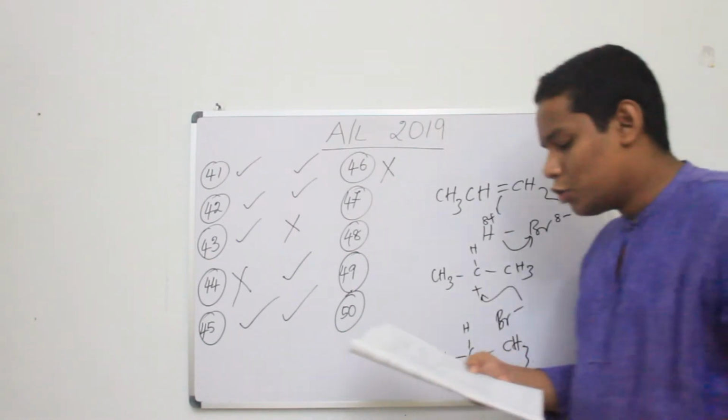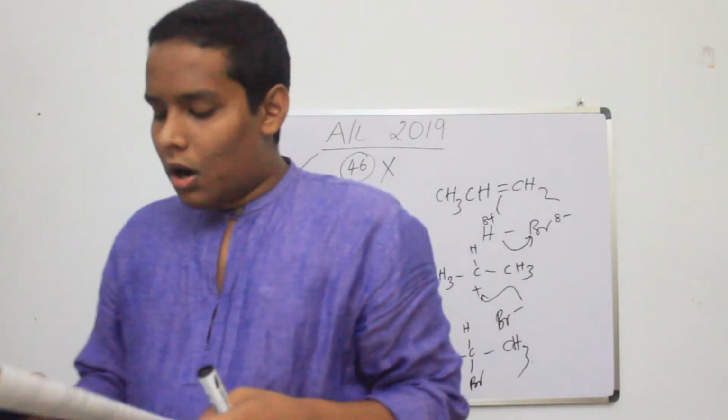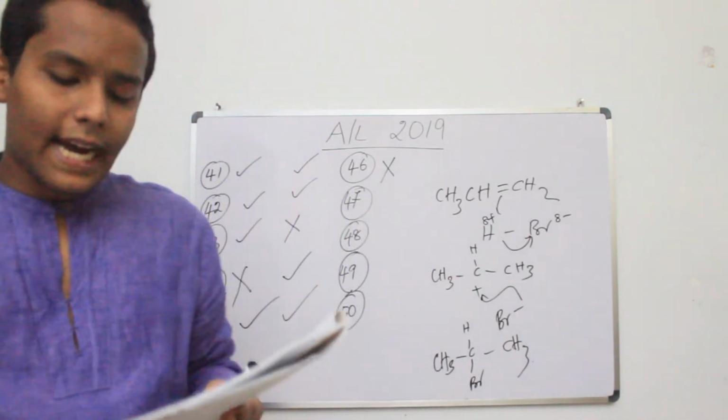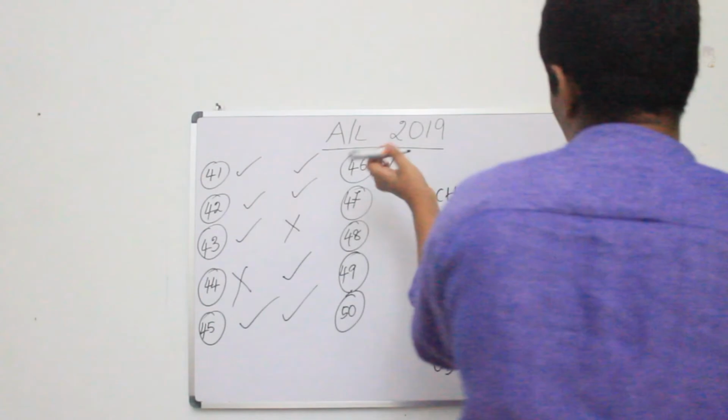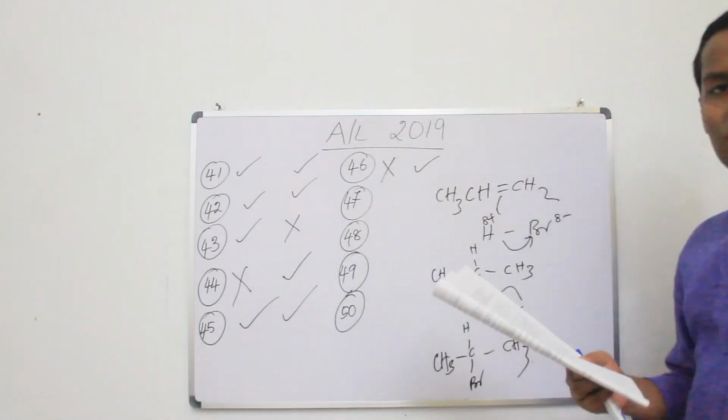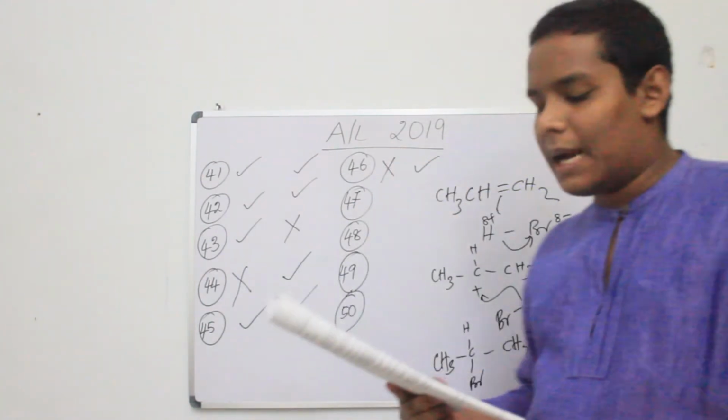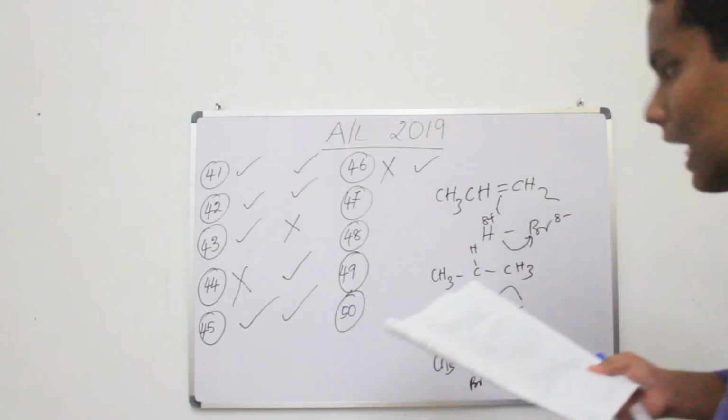So a secondary carbocation is formed in that particular reaction. That's correct. So 46, the first one is wrong, second one is correct. So your answer will be answer number 4. 46, answer is answer number 4.